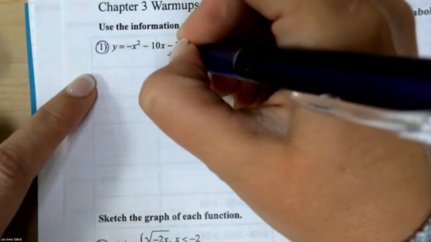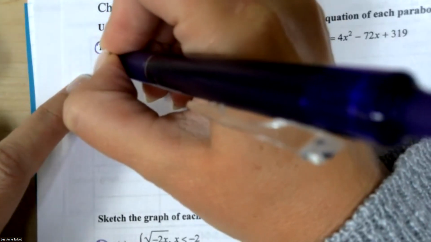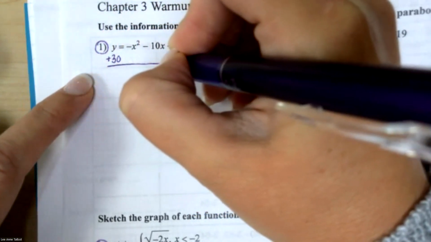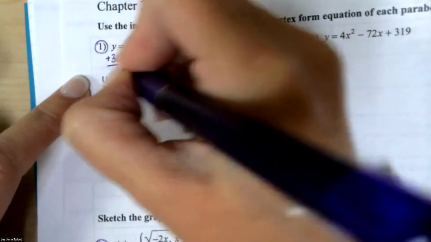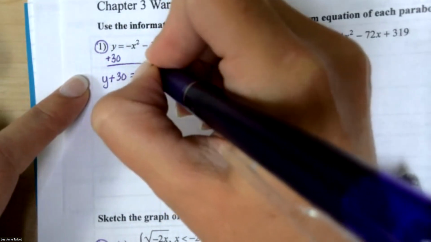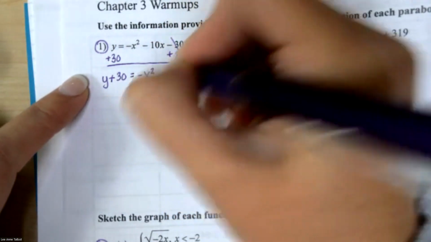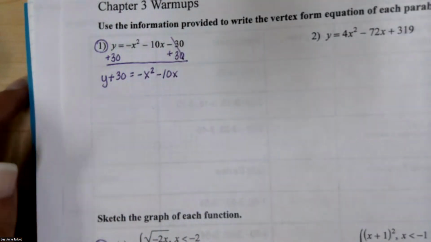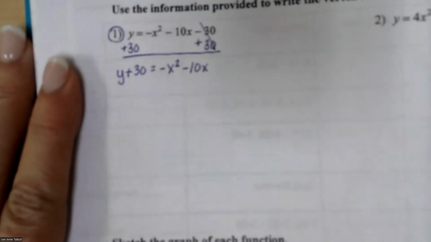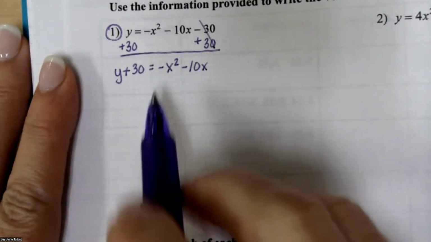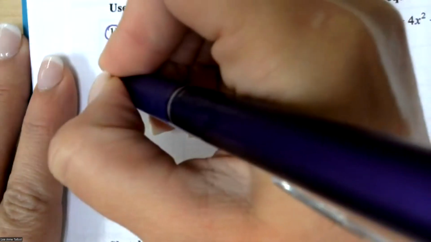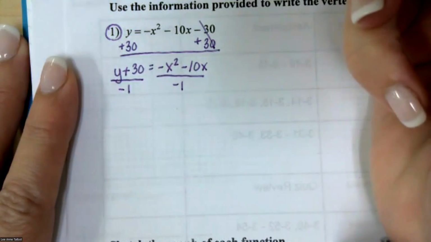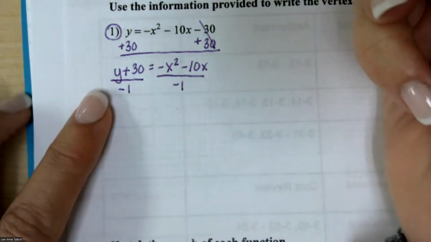First thing I'm going to do is add 30 to both sides to get the constant out of there. Okay, and then the next step is to divide by A. A is -1 in this problem, so I'm going to divide both sides by -1. And I have to be really careful when I do that.